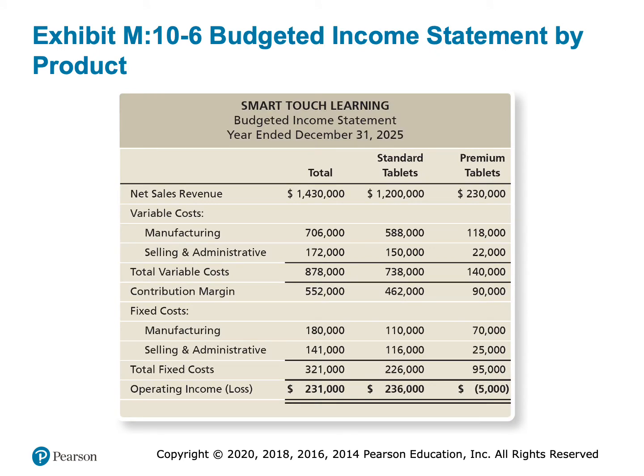So here we have our standard tablet division and our premium tablet division. And at first glance, we see the premium tablet division is operating at a loss. It's losing $5,000, while the standard tablet division is doing very well, has $236,000 of profit. So at first glance, we might want to say, oh, we should just quit making the premium tablets. They aren't actually making us money. But let's look at this a little closer.